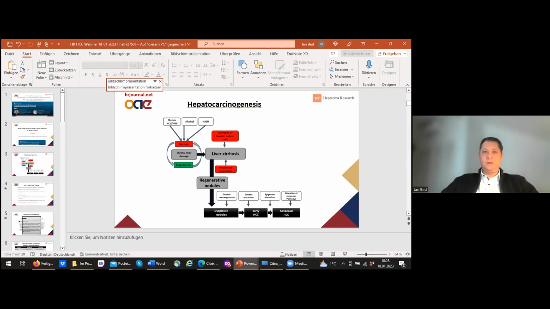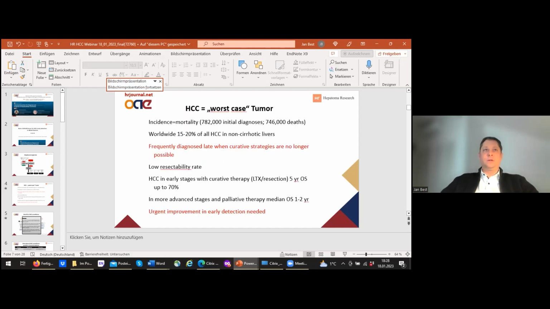And I think we all agree that it's of high urgency to detect the HCC already at very early stages. So we have to have some tools to identify the transformation from dysplastic nodule to early HCC at the point where we still have curative treatment options. We know that the HCC is always a worst case scenario. We know the incidence almost equals the annual mortality.